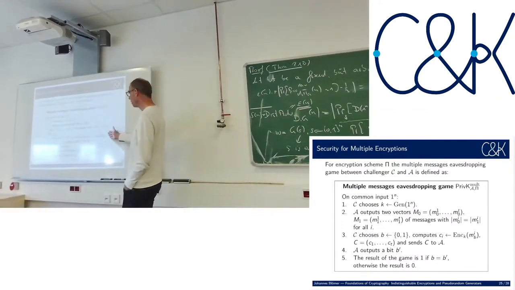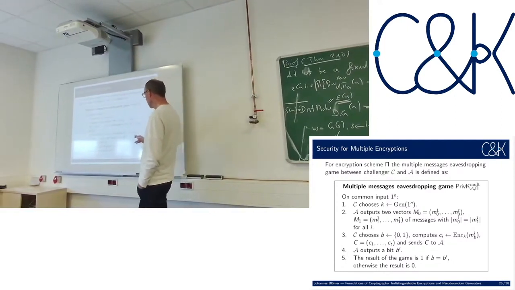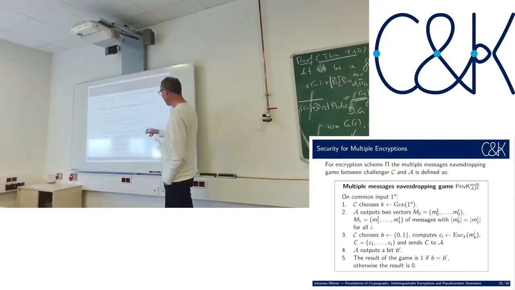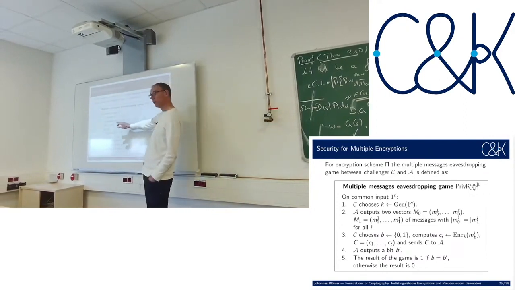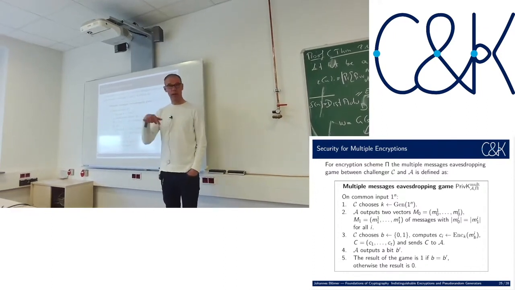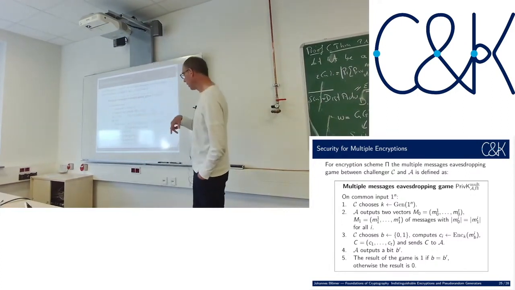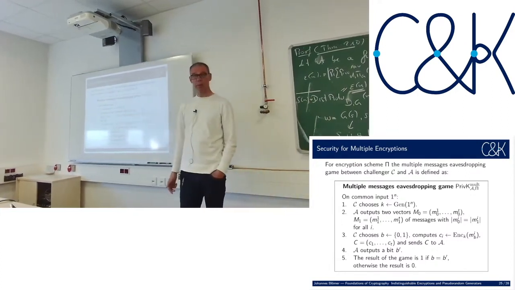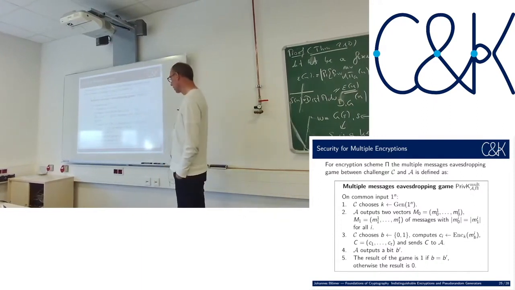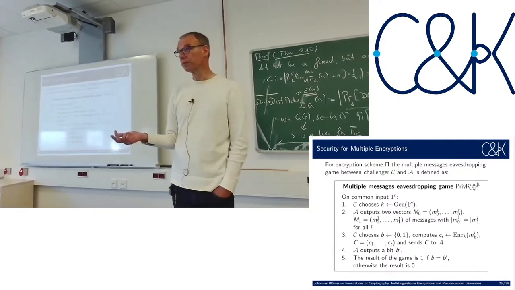Then, as before, C chooses a bit B, and then using its key, it encrypts either all messages in this sequence or all messages in this sequence, and gives the complete sequence of ciphertexts back to the adversary. And then the adversary outputs a bit B prime, and the result of the game is 1 if B is equal to B prime, and otherwise it's 0.